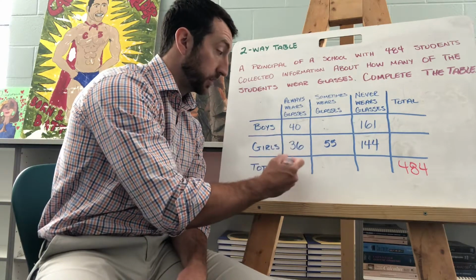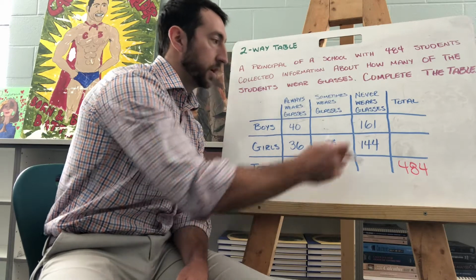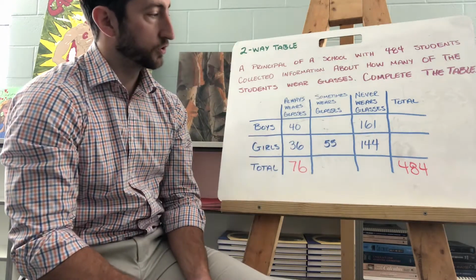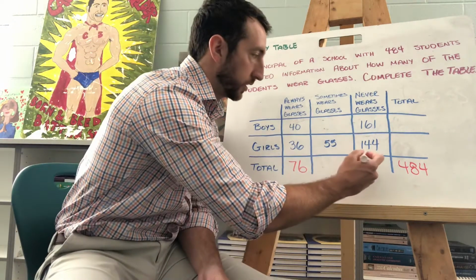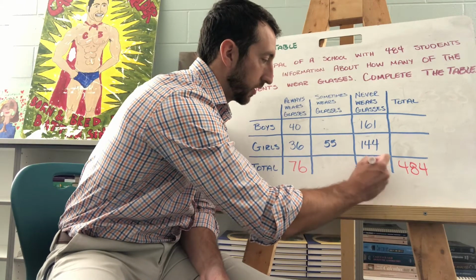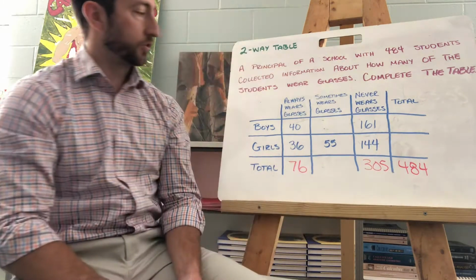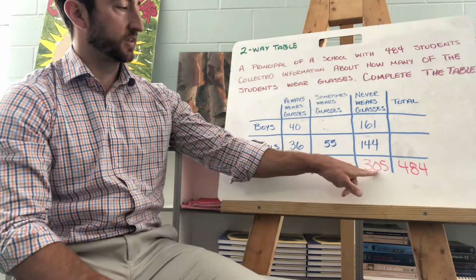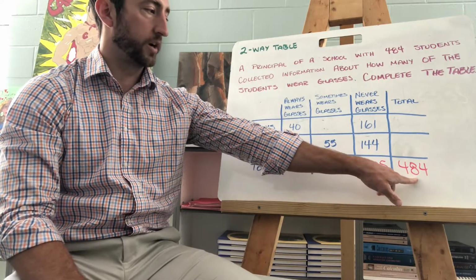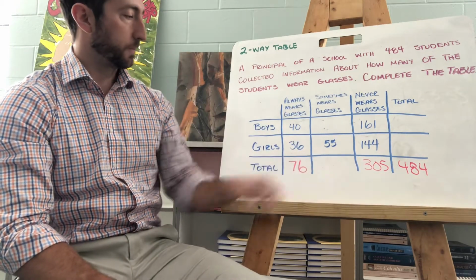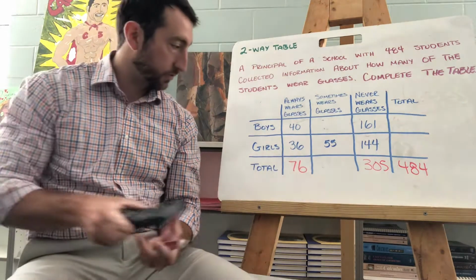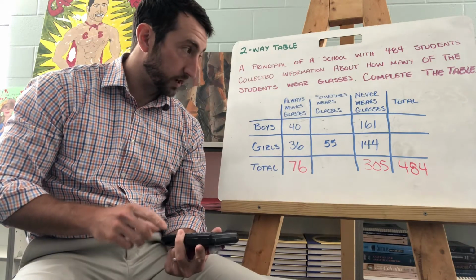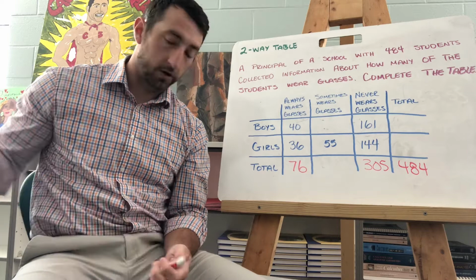So first thing, we'll just add the ones that are pretty easy to do. So that will be 76. This one's going to be 305. And so what we can do now is add these together and then subtract it from 484 and get this number. So let's do that. That would be 381, so that'll be 103.